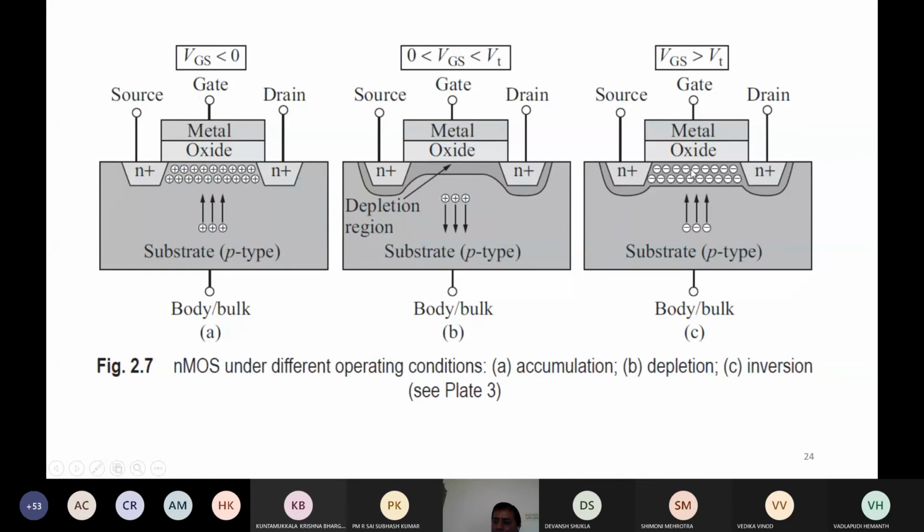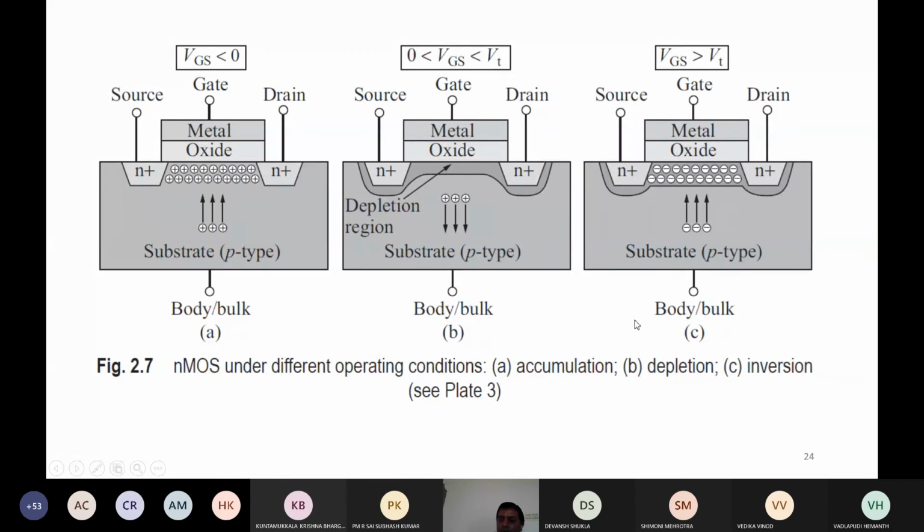So strong inversion is happening, and in this way the channel is created. Though physically no channel was present, due to the application of a gate to source voltage at the gate which is greater than threshold voltage, now a proper channel is created. Obviously the depletion region is extended here, but between n plus source and n plus drain there is no barrier. Now the conduction is possible, electrons can flow from the source to drain, current can flow from drain to source.